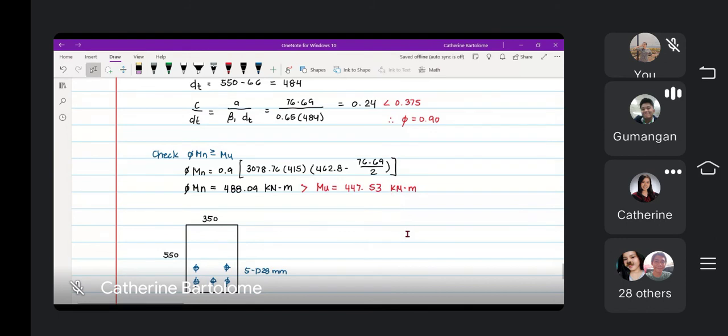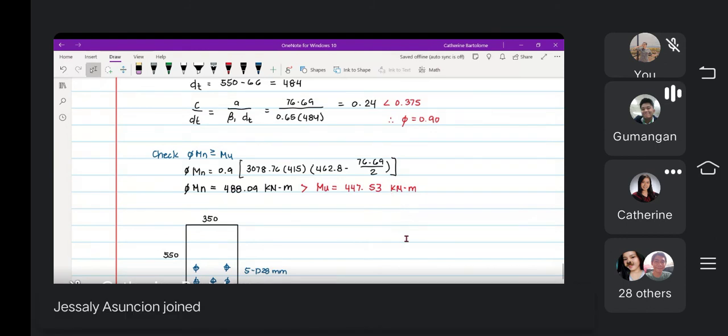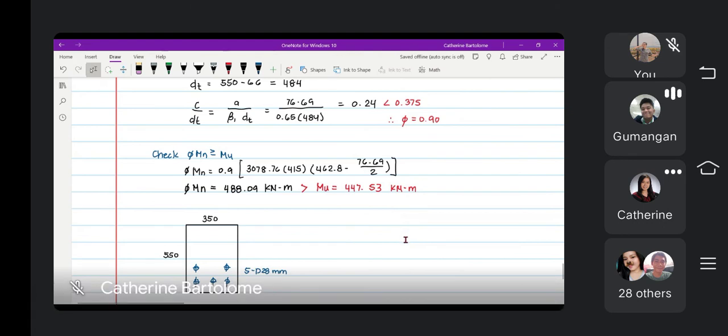Ma'am, okay lang na stress yung gamitin sa pag-check ng phi? Anong stress? Yung strain? Et? Hindi po ma'am, yung fs. Fs. Pwede. Pwede naman. Pero bakit fs? Diba, ma'am, yung sinabi niyo yung tension control ganun lang.